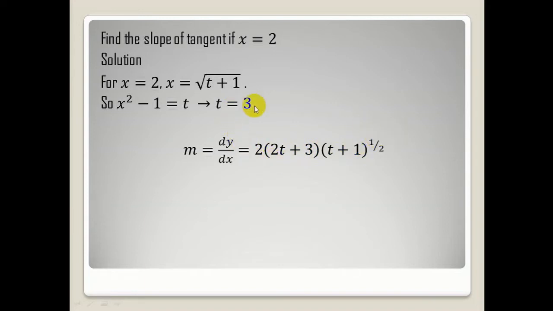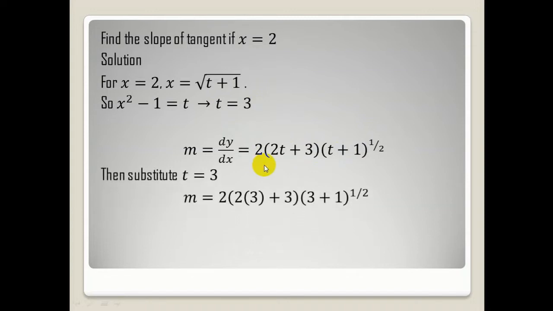So you need to substitute from here to be here. So the result will be until m equal 36. Do you understand, everyone? Because they just ask to find the slope, you can answer until this one. But if they have asked about another thing like the tangent line or something like that, you should finish it first.